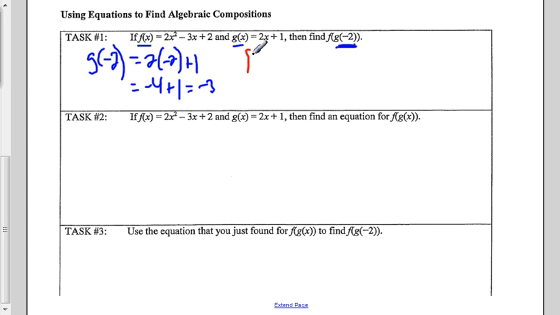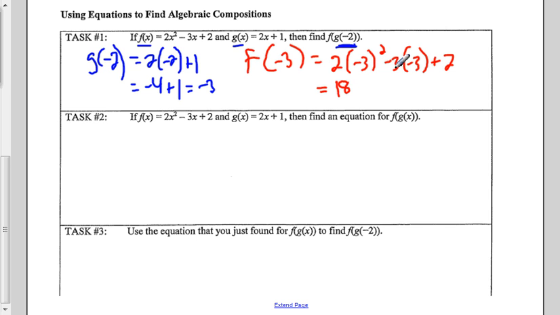Now let's go in and we're going to find f of negative 3. And we get 2 times negative 3 squared minus 3 times negative 3 plus 2. Negative 3 squared is positive 9. 2 times 9 is 18 plus 9 plus 2. And we get 29, excuse me. So we just found that f of g of negative 2 is positive 29. We'll come back to that in task 3.